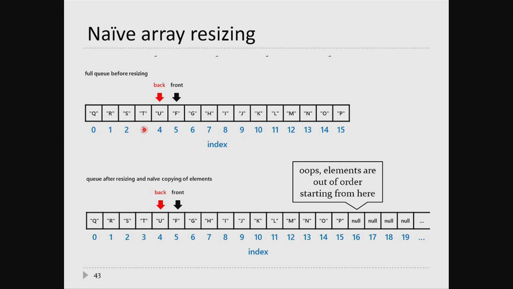Instead, when I copy these elements into the array, I'm going to start copying from the front and copy them into the beginning of the new array. So I'm going to copy the F into position 0, the G into position 1, the H into position 2, and so on, and so on. So in the new array, front will be pointing at element 0, so it really will be at the front of the array, and then back will be the last element that's in the array.